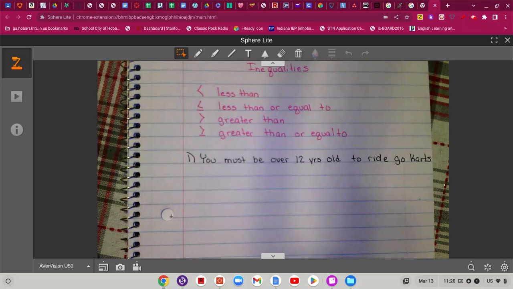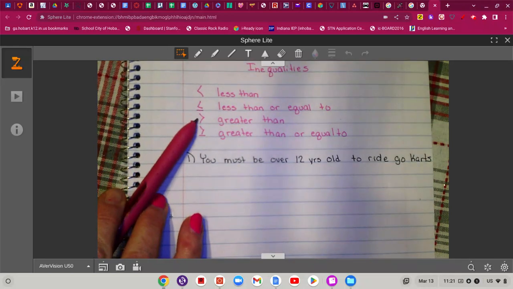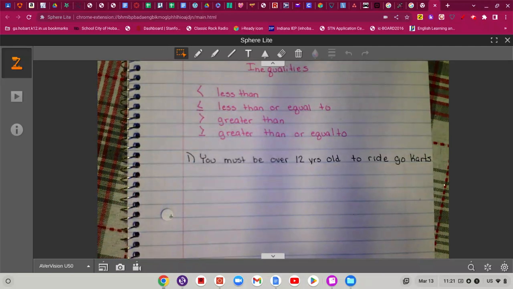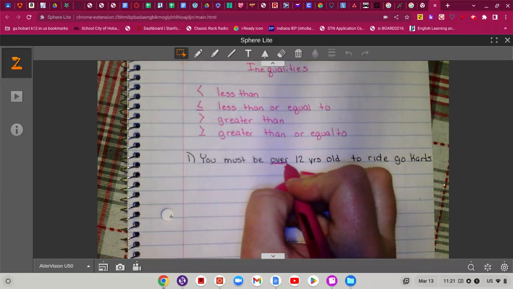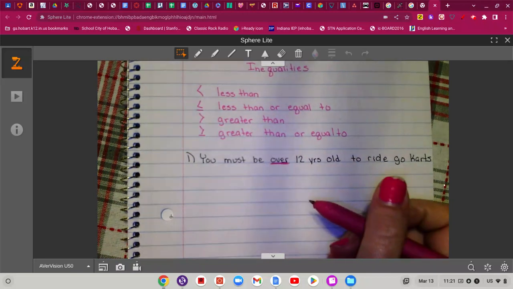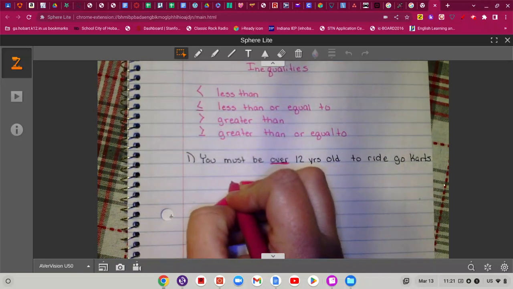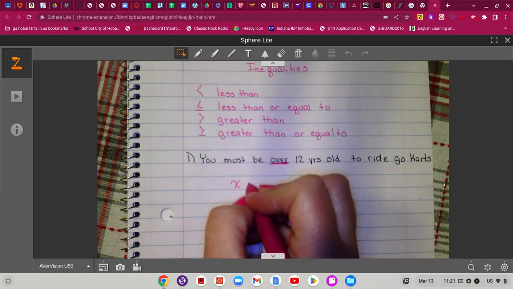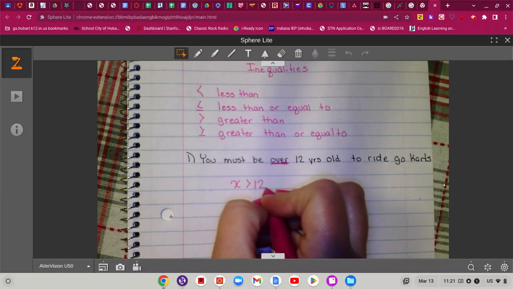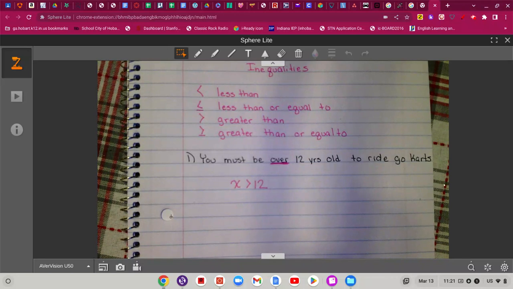Okay, so what you have to pay attention to when you're changing these to an inequality is the key word or words that kind of tell you if you're going to use less than or equal to, greater than or equal to. So in this one, it would be over. Okay, so you can't be 12, you have to be over 12. So you'd pick a variable. Over means you would need to be greater than 12. So that would be the inequality for that statement. You must be over 12 years old to ride go-karts. So X needs to be greater than 12.